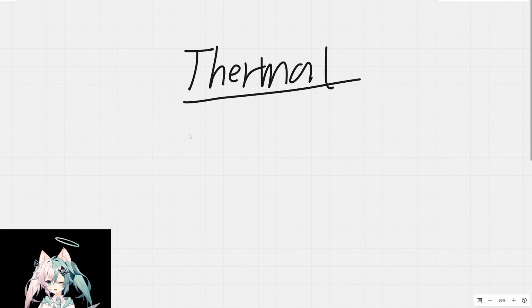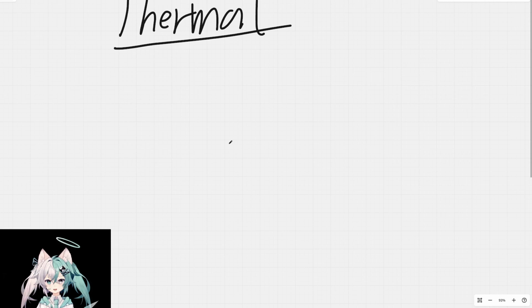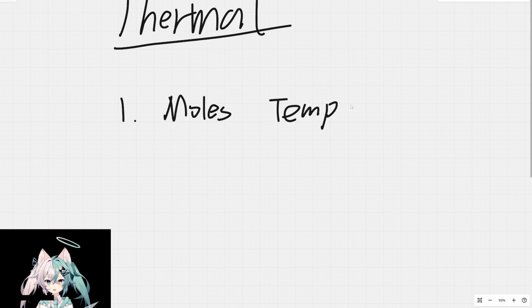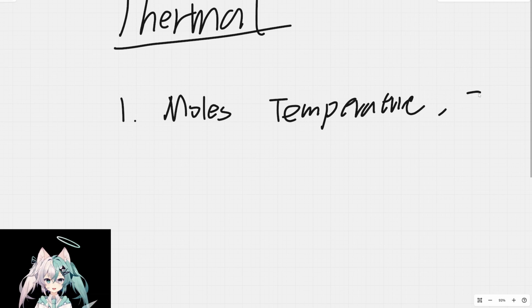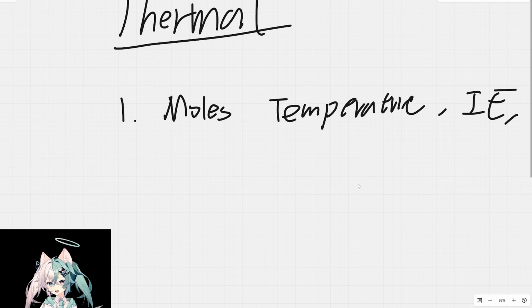So let's start. The first part that we need to know about thermal physics is something about things that we may have already learned before in GCSE. First thing that we need to know is the things about moles, temperature, and something about internal energy. I'm just going to call it IE, and also some basic formulas of all of those things. So let's just check it out.